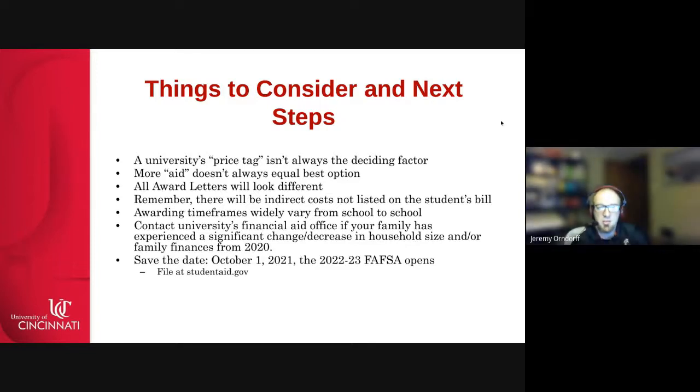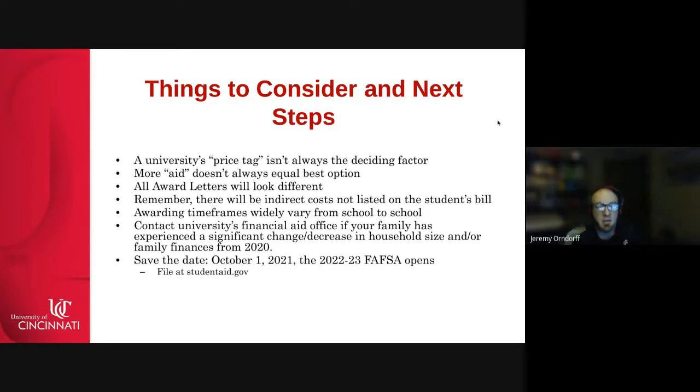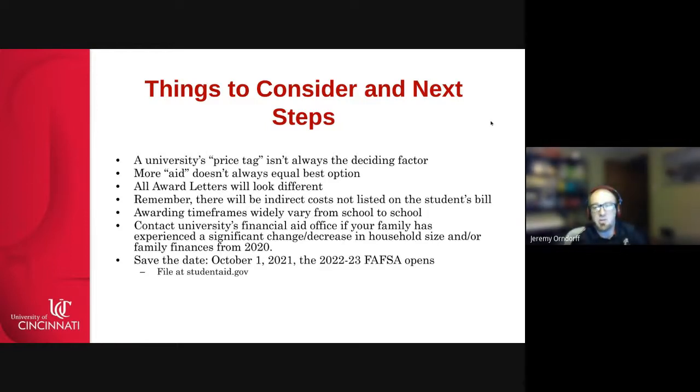If you have any issues, or changes in household size or financial situation from what was reported on your FAFSA, get in contact with the school's financial aid office. Again, if you're a senior this year, October 1st, you can do your FAFSA for next year, and December 1st is the deadline to apply for UC and be considered for scholarships. And if you're looking at other schools, I encourage you to check with them to make sure you're meeting their deadlines too. We can hit the next slide.